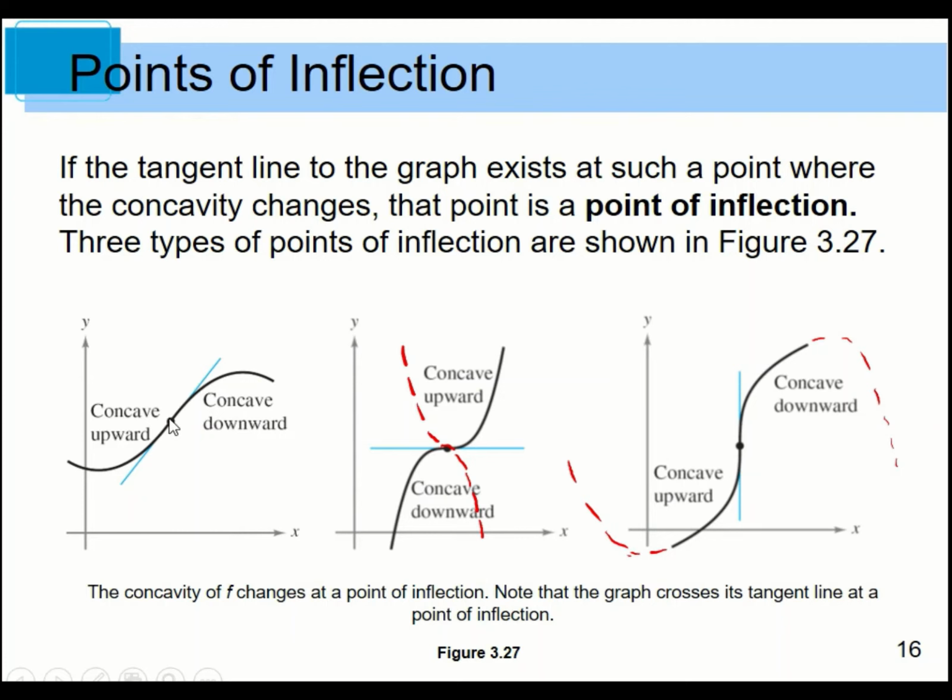So if we draw the tangent line at this point, we can see that the tangent line is below the curve at one side and above the curve on the other side.